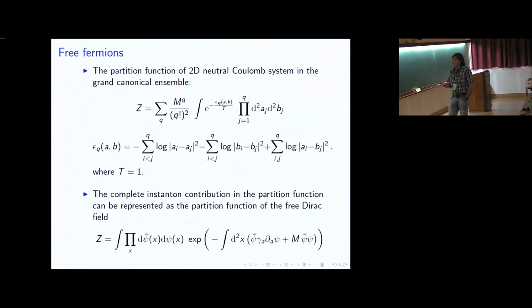But as I already said, this is what is written here. It's only the contribution of the instanton. You can repeat all this for the anti-instantons, and you get the same. Of course, the result would be the same. So for this reason, to describe the anti-instanton, you may introduce another copy of fermions, right?